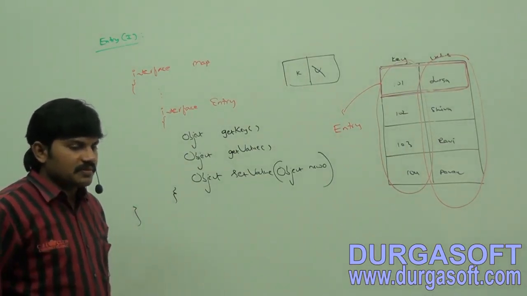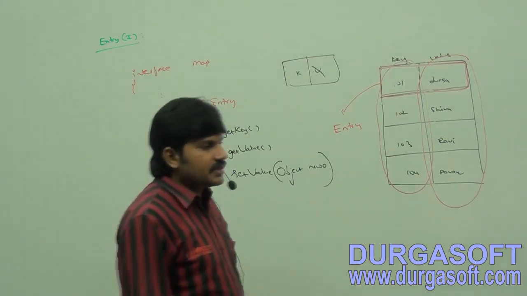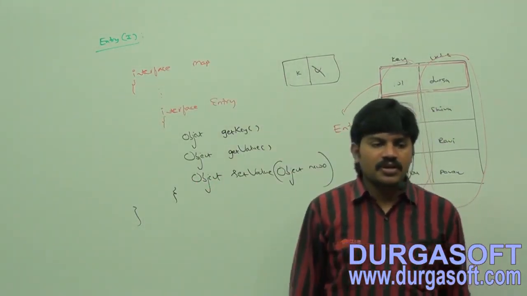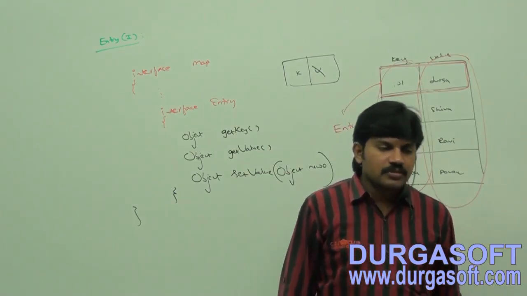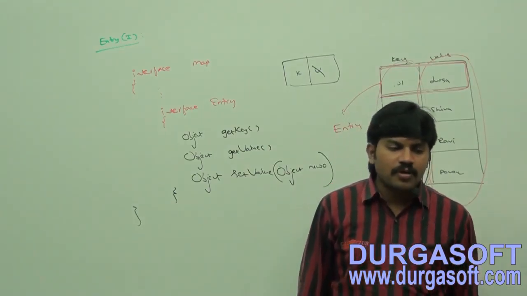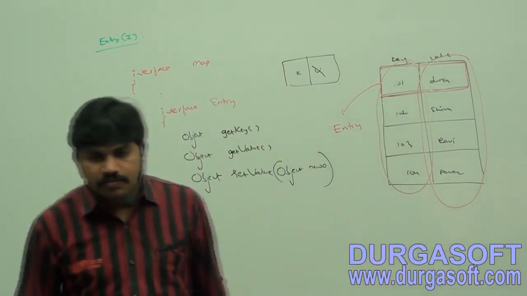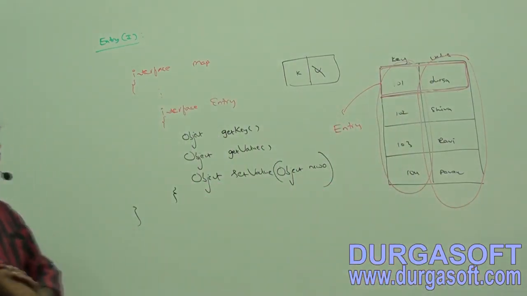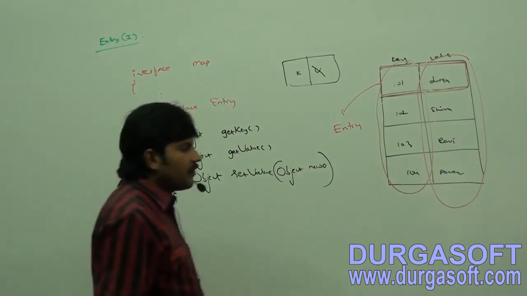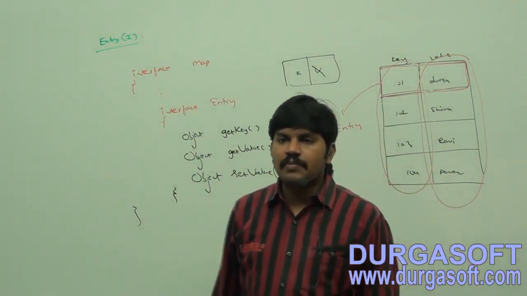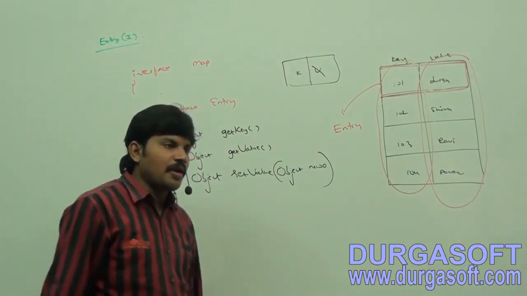Without an existing map object, there is no chance of an existing entry object.